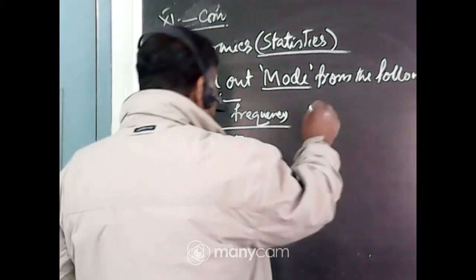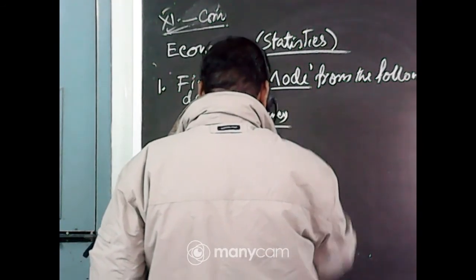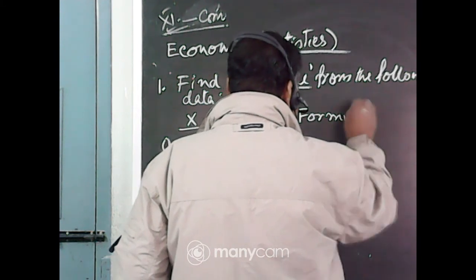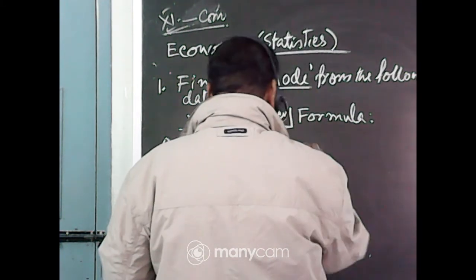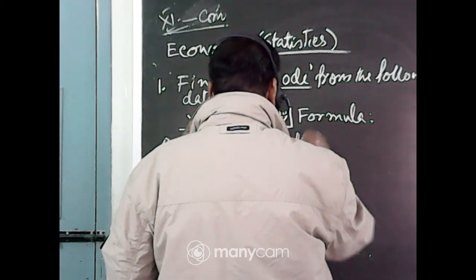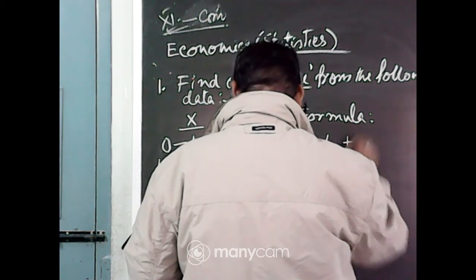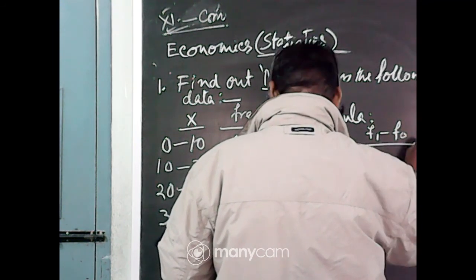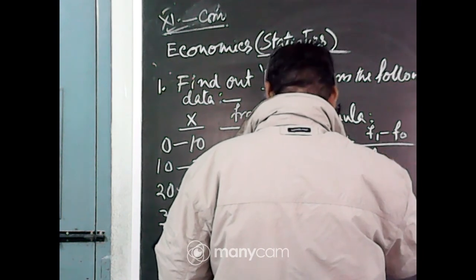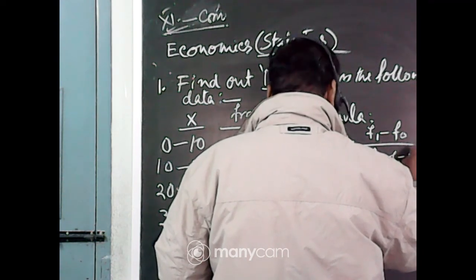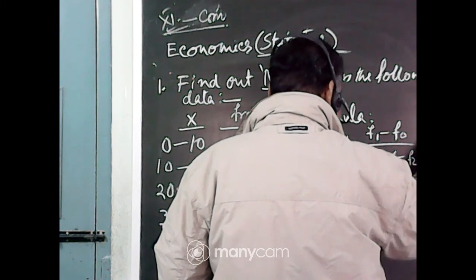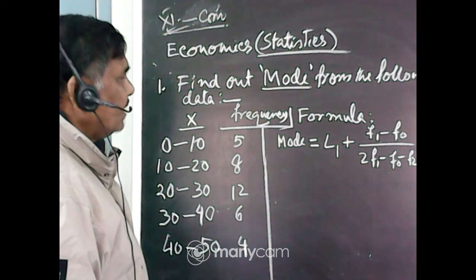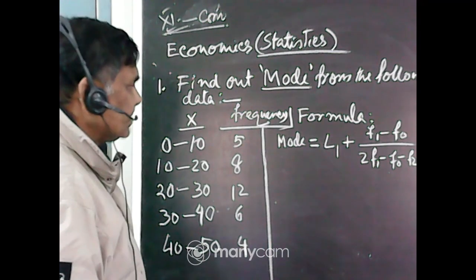The formula of mode. Mode is equal to L1 plus F1 minus F0 by 2F1 minus F0 minus F2, into I. This is the formula: L1 plus F1 minus F0 by 2F1 minus F0 minus F2.